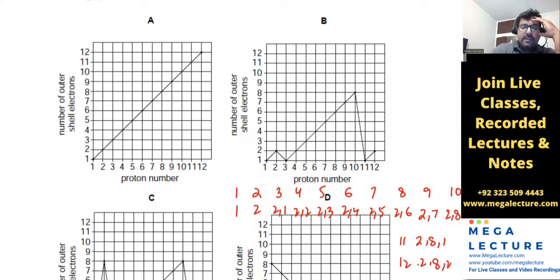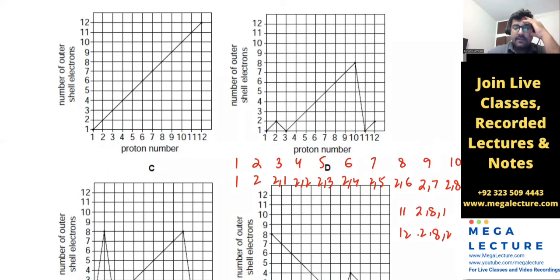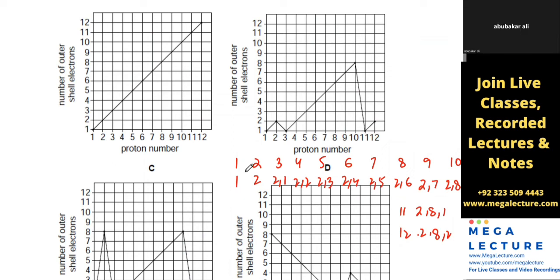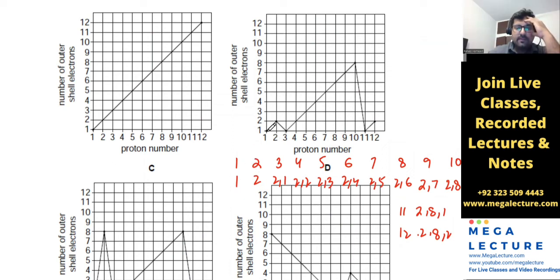So remember, he's only asking for the outer shell electronic configuration. Which graph do you think is the correct one? B, sir. I think this one is correct. First one has 1, second one has 2, number 3 has 1 again, then it's got 2, then 3, then 4, 5, 6, 7, 8. Up to here, 8 outer shell electrons. At 11, you have 1 again, and at 12, you have 2 in the outer shell, right? So the correct graph is going to be this one.